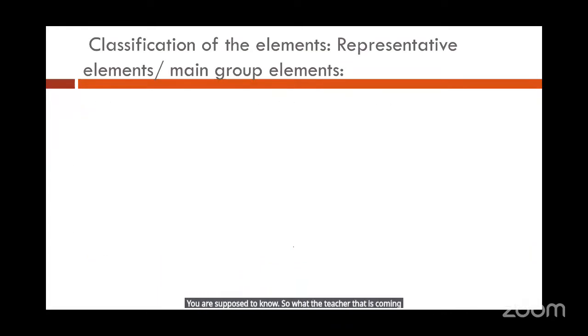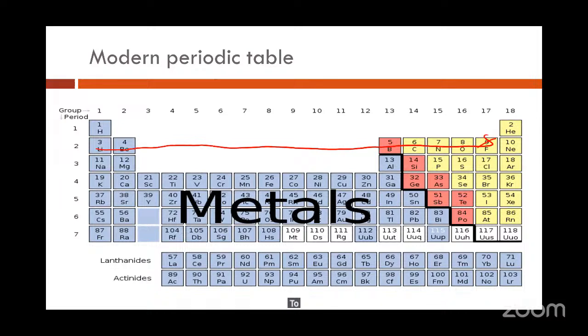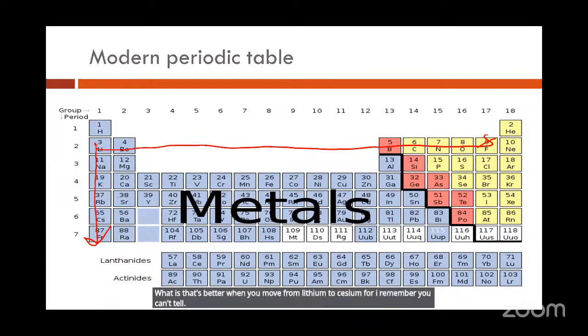So what the teacher that is coming is going to discuss will now be what is expected when you move from lithium to beryllium to boron in terms of size. Are they going to increase in size or decrease in size? What is expected when you move from lithium to cesium, for instance?